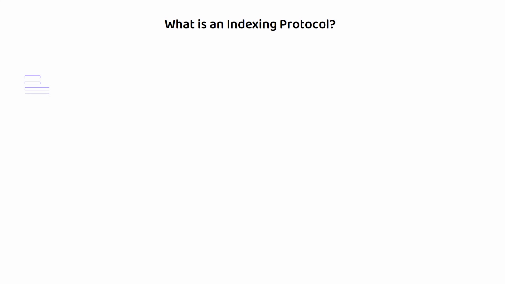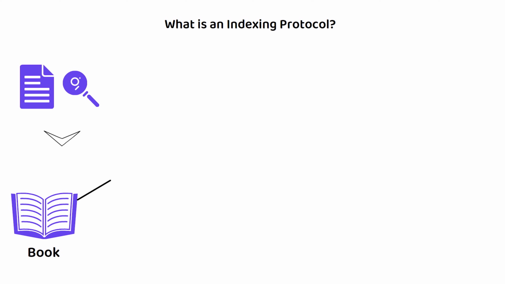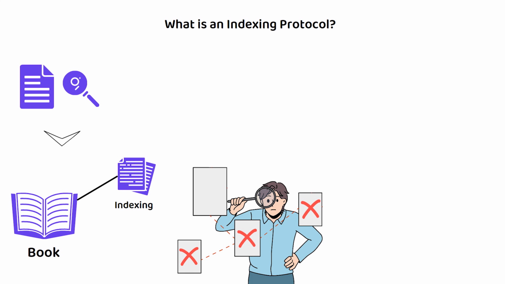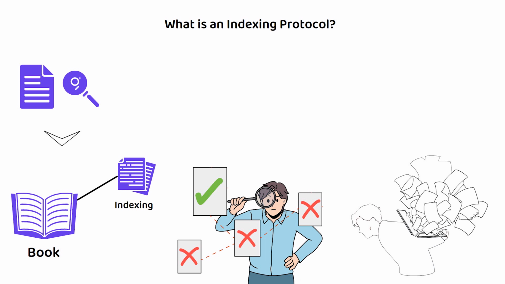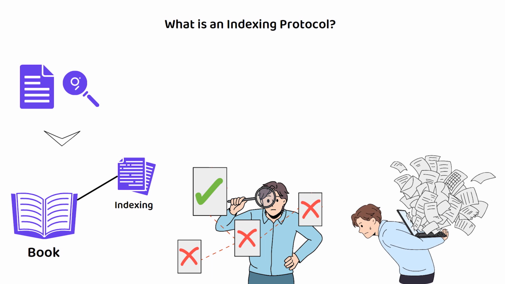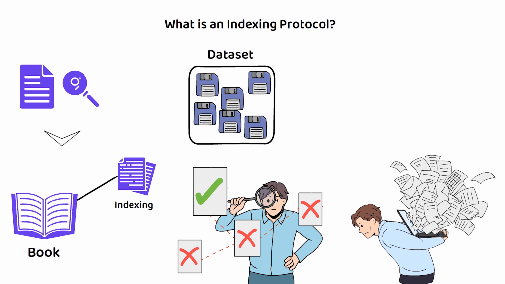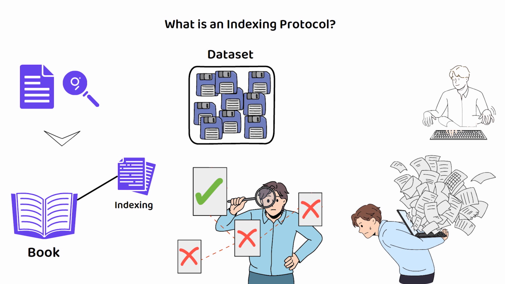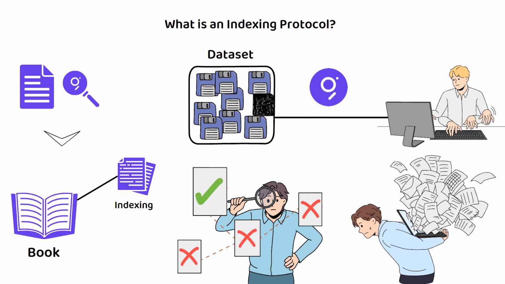In short, an indexing protocol works like the index in a book. It helps you find a specific piece of information quickly and means you do not have to go through the entire book trying to find what you are looking for. The same thing happens in computing datasets. Instead of searching the entire dataset for one specific piece of information, an index can fast-track you to that location.